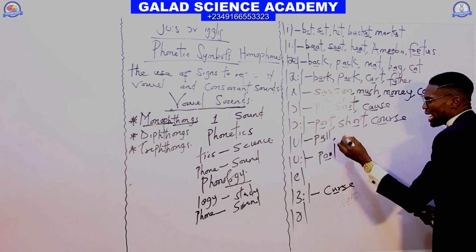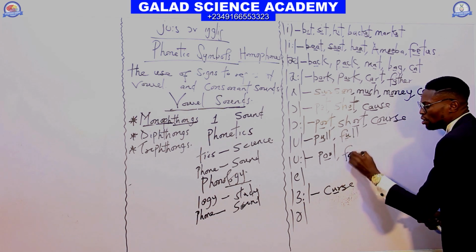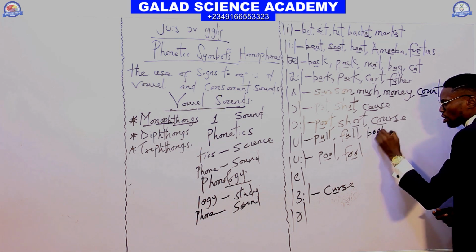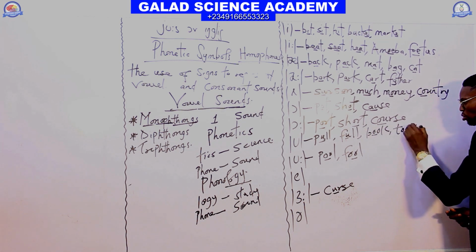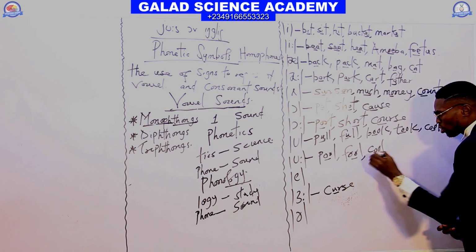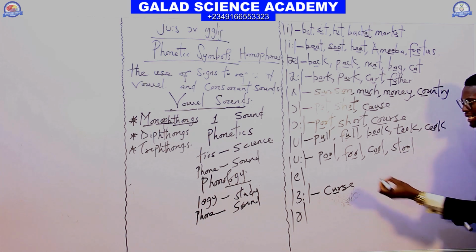Of course, for this, I have pool, just like I have for the long U as in pool. I have full. I have fool. I have book, took, cook, cool, stool, and so on.